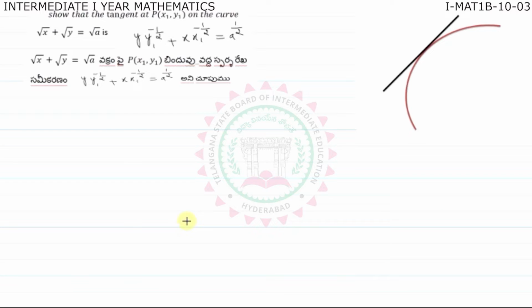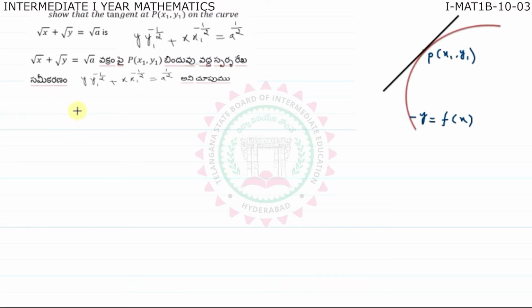Let us solve the long questions. Prove that the tangent at P(x1, y1) on the curve root x plus root y is equal to root a is given. The answer is given here. So write a rough diagram. This is a curve y is equal to f of x, and at this particular point P is given. P is (x1, y1).